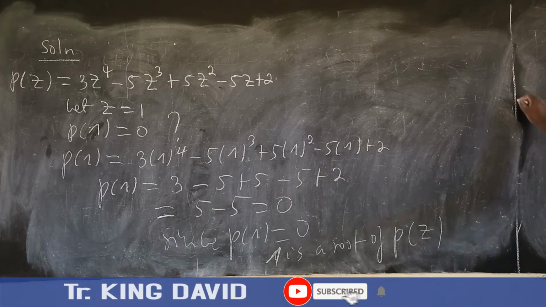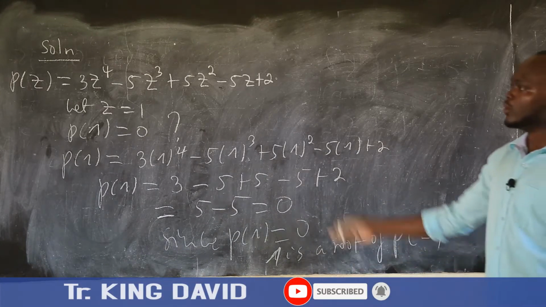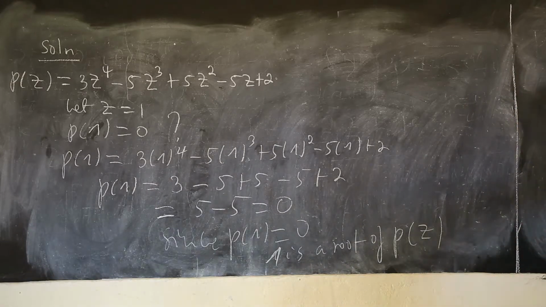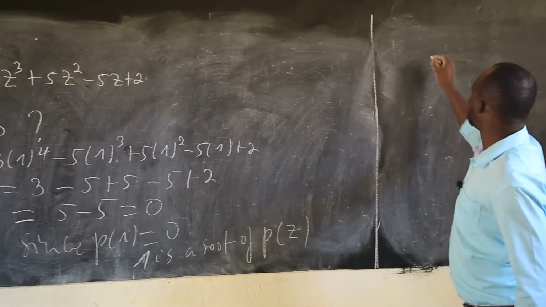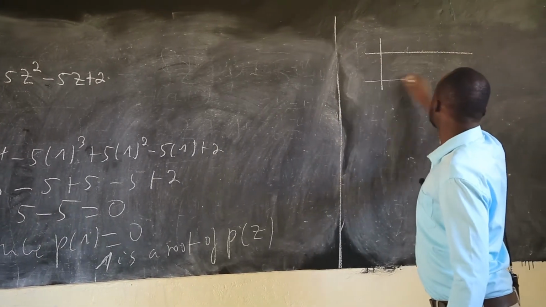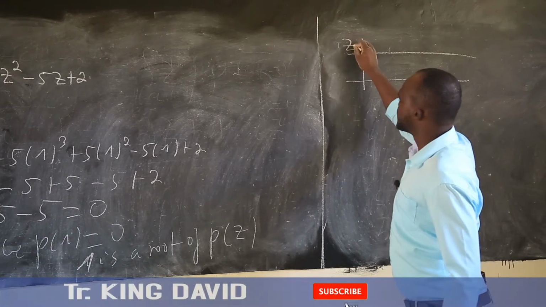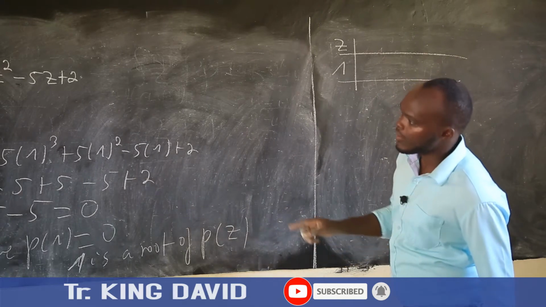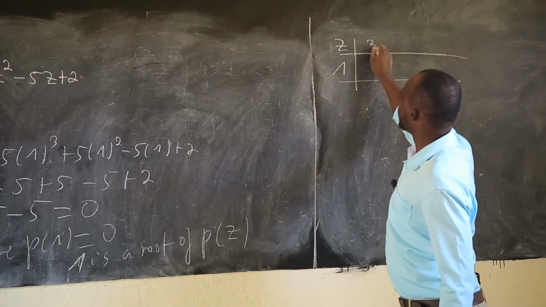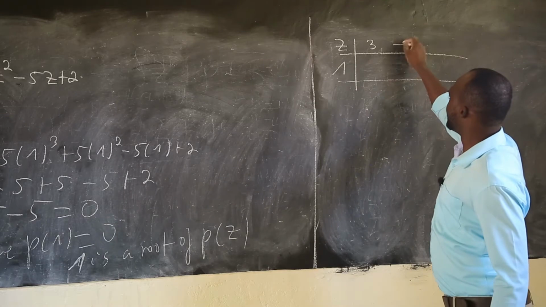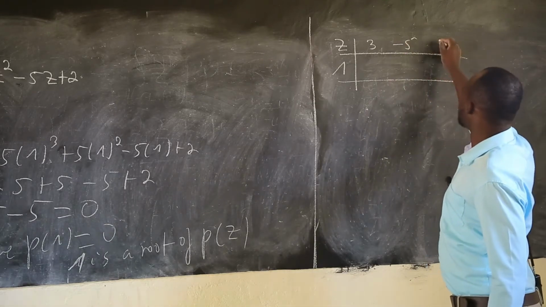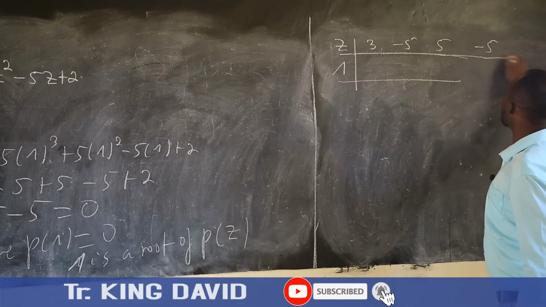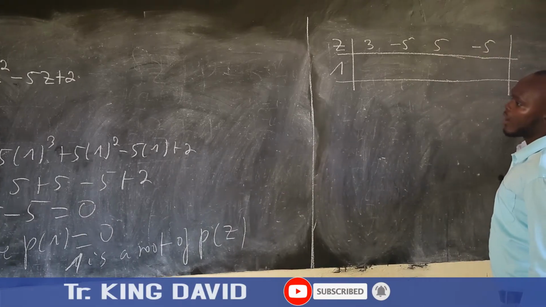So we can use synthetic division to find other roots. So now we have z, and our root is 1. We have the coefficient of z^4, which is 3. The coefficient of z^3 is negative 5. The coefficient of z^2 is 5. The coefficient of z is negative 5. And the constant is 2.